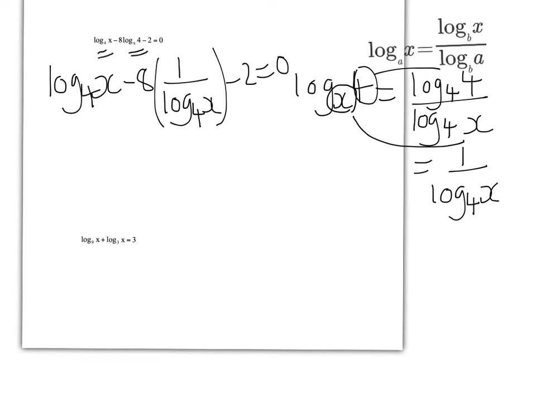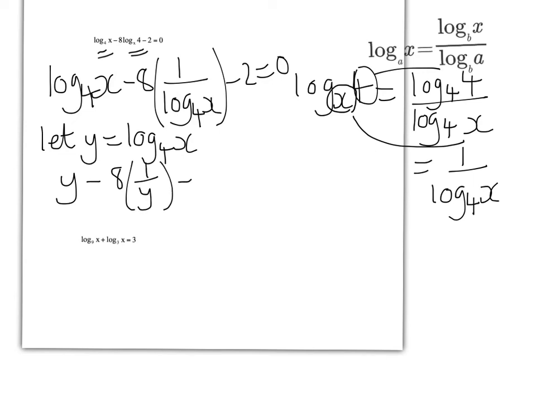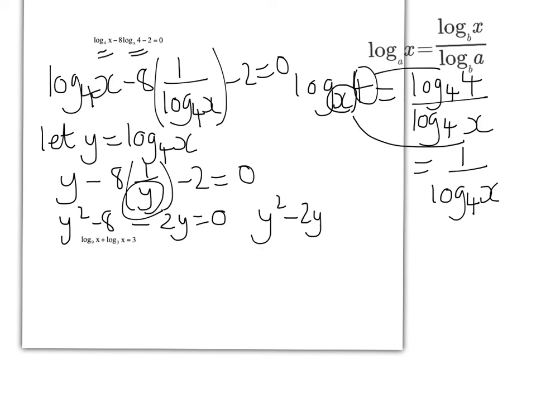Now this looks absolutely revolting. So here's a good trick. How about let y equal log to the base 4 of x. Could be any old letter. And therefore we're ending up with y minus 8 times 1 over y minus 2 equals 0. I hate things on the bottom, so I'm going to times up. y squared minus 8 minus 2y equals 0. And this again is looking a bit quadratic-y.